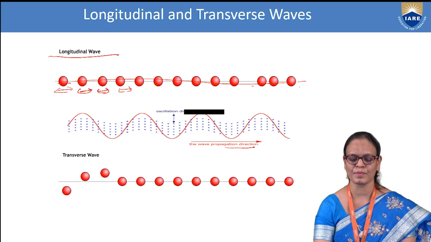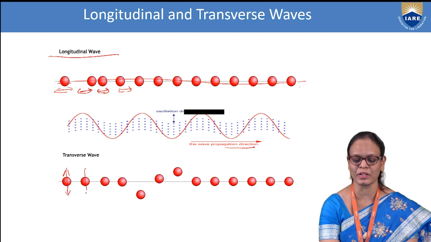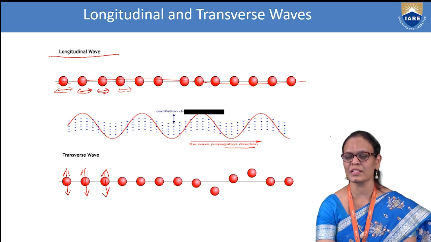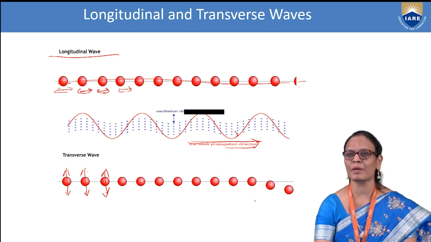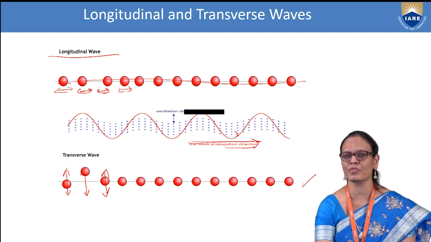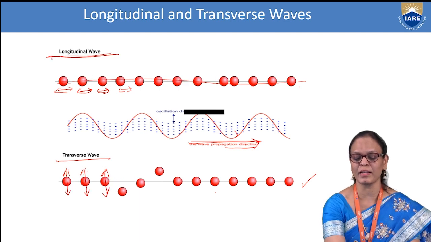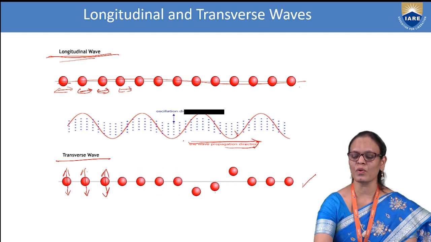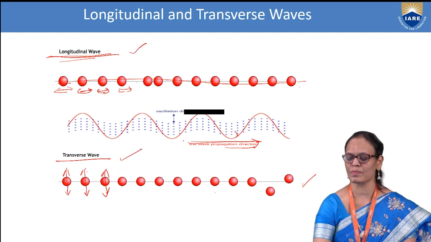Now coming to transverse. In transverse, how are the particles vibrating? They are vibrating perpendicular to the direction of motion of the wave. The motion of the wave is forward in this direction. How are the particles vibrating? They are vibrating perpendicular. So when the particles vibrate perpendicular to the direction of motion of the wave, we call it a transverse wave. And when the particles vibrate parallel to the direction of motion of the wave, we call it a longitudinal wave. So we are going to do the experiment in both the modes, the longitudinal mode and also the transverse mode.